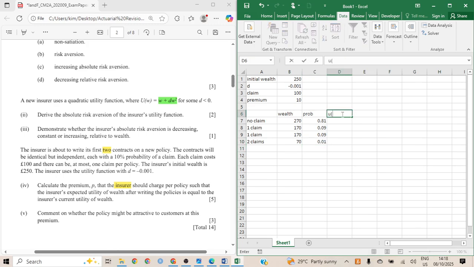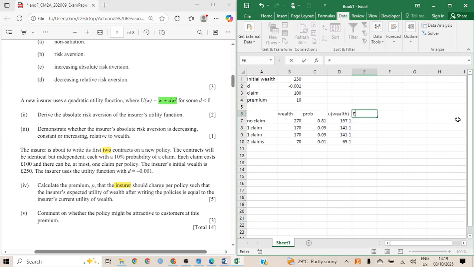From there, we go on to calculate the utility of wealth. The utility of wealth, we will use this formula that we've been given here with this wealth that we have. So our wealth, that plus the D we had been given here, multiplied by the wealth squared. D, I'll just add a $ sign so that I can easily drag. And with that, I have utility of wealth for all the four scenarios.